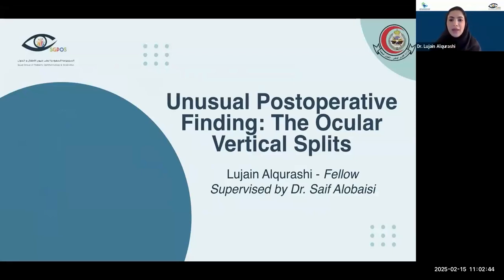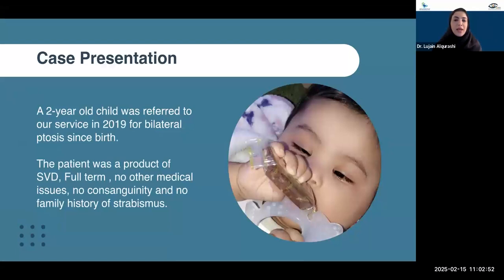Today I'm going to be talking about an interesting case that we saw in the clinic. This case is supervised by Dr. Saif Al-Abaisi. So this child is a 2-year-old child. She was first referred to our service in 2019 for bilateral congenital ptosis that presented since birth.